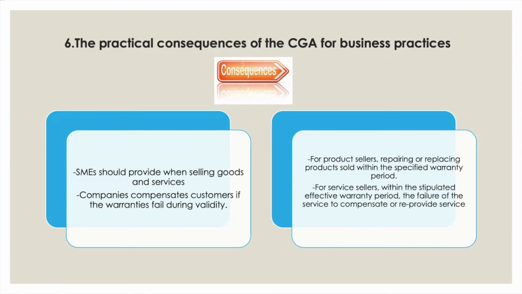For product sellers, repairing or replacing products sold within the specified warranty period, like food, which are not of acceptable quality, or the object doesn't match the description, companies need to pay different prices or replace with a new product. For service sellers, within the stipulated effective warranty period, upon failure of the service, they need to compensate or reprovide the service.